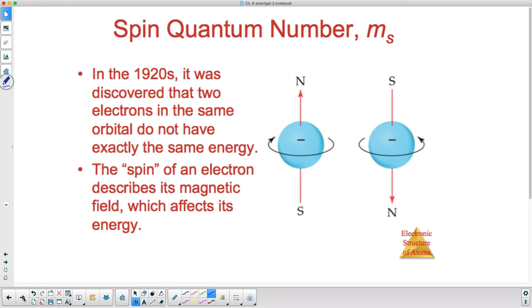Okay, so let's talk about the last part that has nothing to do with the orbitals, or very little to do with them.